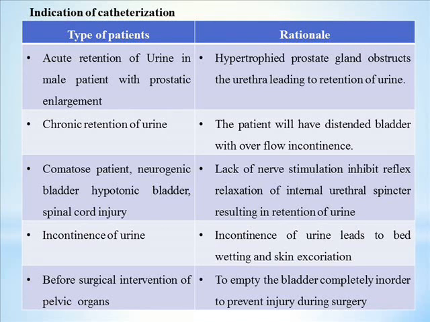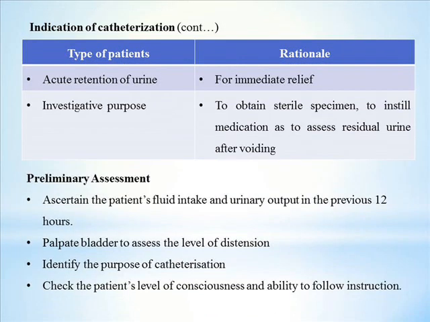Number 4 indication is incontinence of urine. Number 5 is before the surgical intervention of pelvic organ. Number 6 indication is in acute retention of urine for immediate relief. Number 7 is for investigative purpose, in order to obtain a sterile specimen, to instill medication or to assess the residual urine after voiding.